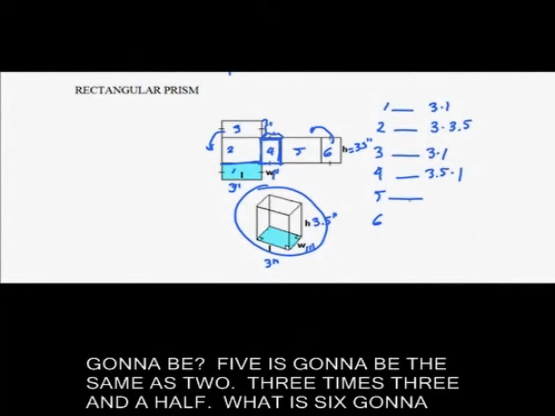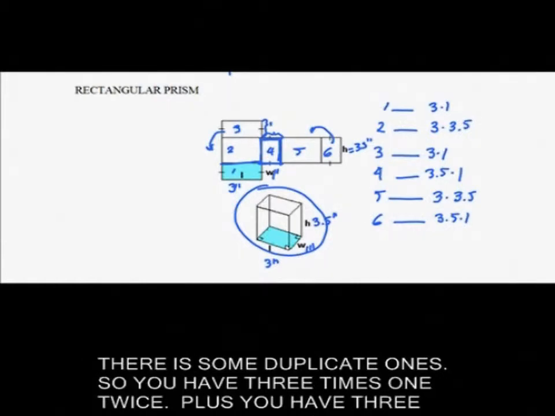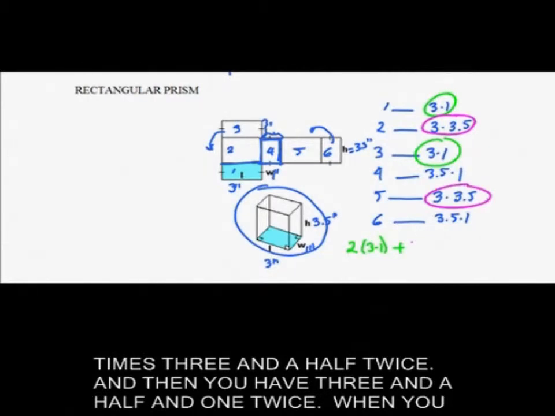What is 5 going to be? 5 is going to be the same as 2, 3 times 3.5. What is 6 going to be? 6 is going to be the same as 4, 3.5 times 1. So when you look at that, there are some duplicates. You have 3 times 1 twice, plus you have 3 times 3.5 twice, and then you have 3.5 and 1 twice.